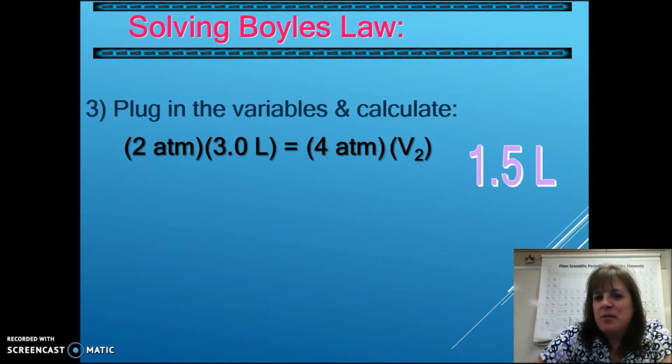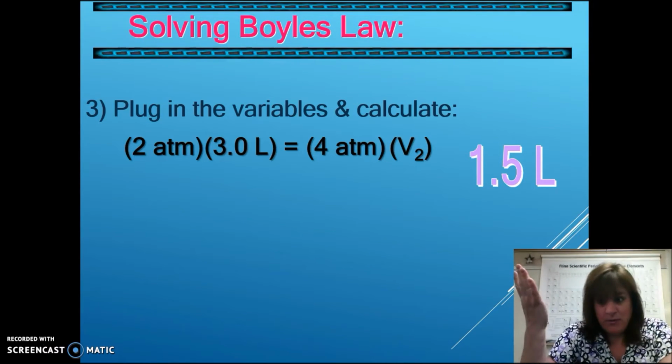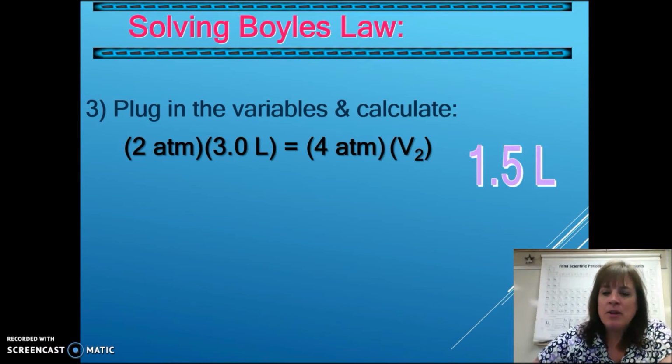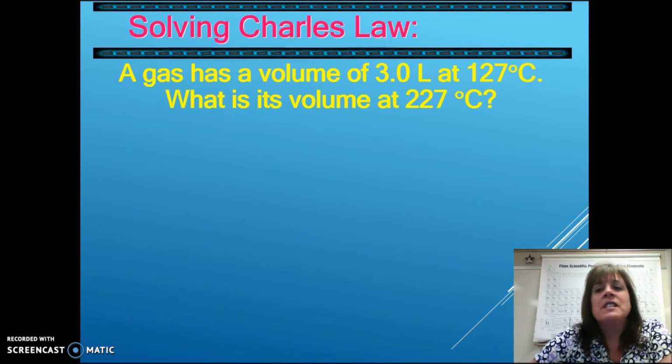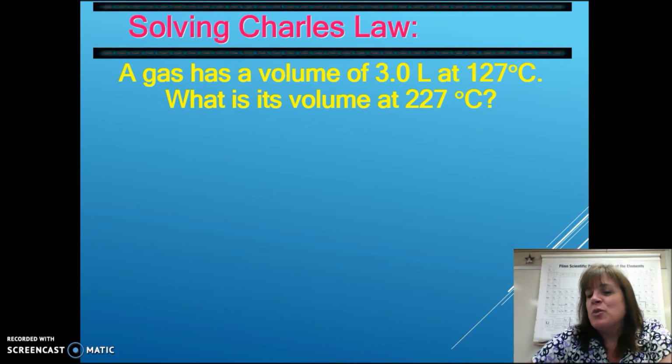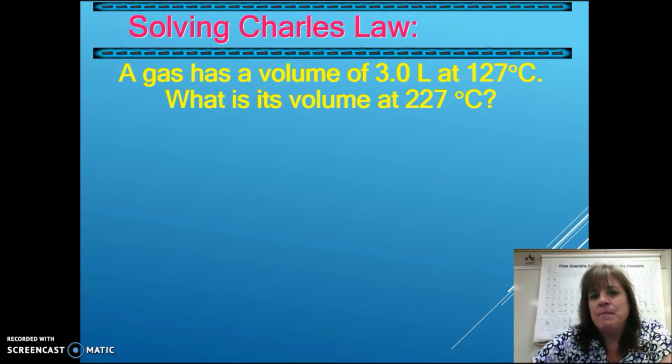So take 2 times 3 and then divide by 4. Cool. That's Boyle's Law. How about we try a Charles's Law question? I have a gas that has a volume of 3 liters at 127 degrees Celsius, and I want to know what is its new volume if I ratchet up the temperature to 227 degrees Celsius.